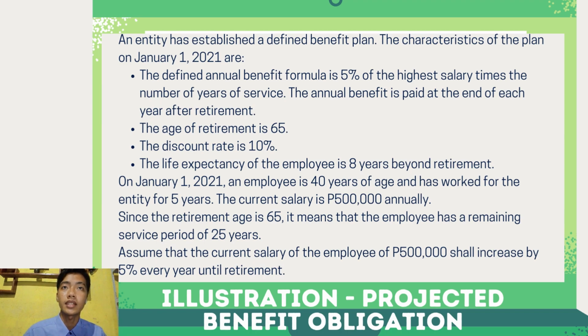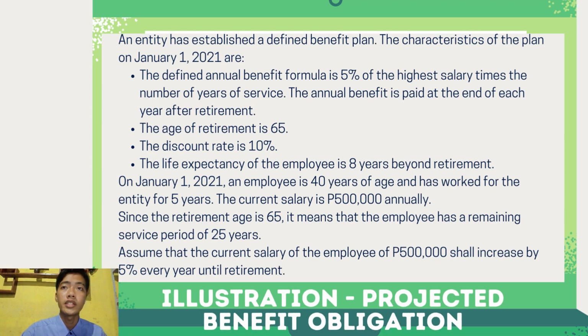The characteristics of the plan on January 1, 2021 are: una, the defined annual benefit formula is 5% of the highest salary times the number of years of service. The annual benefit is paid at the end of each year after retirement. Pangalawa, the age of retirement is 65. Pangatlo naman, the discount rate is 10%. And then ang pang-apat is the life expectancy of the employee is 8 years beyond retirement.